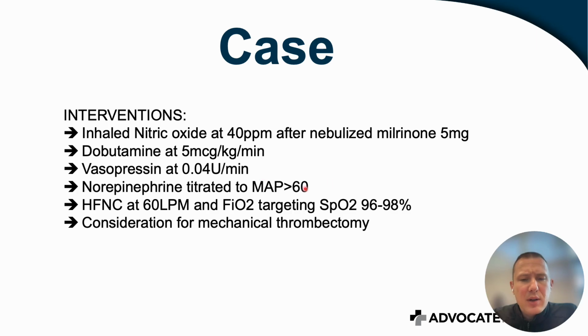Norepinephrine was titrated to the target goal of MAP more than 60. So again, we chose a little bit lower MAP goal for this patient to avoid any significant elevation of pulmonary vasculature pressures. He was started on high flow oxygen to reduce his need for invasive mechanical ventilation that could have been very harmful to the patient with significantly elevated right-sided pressures due to the effect of positive pressure ventilation on the right side. And he actually underwent mechanical thrombectomy within 24 hours.